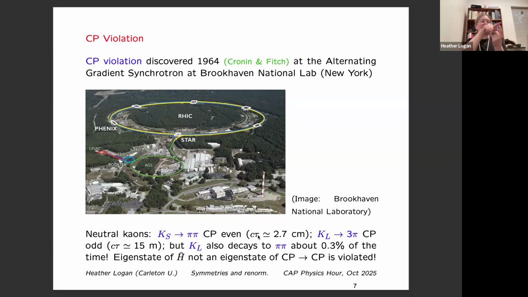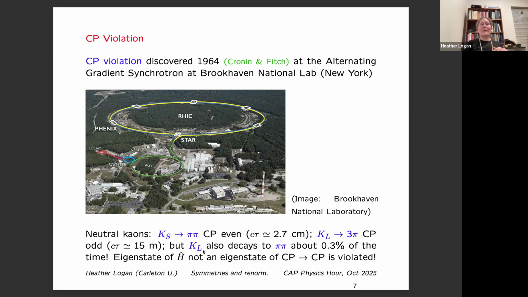So you can get a sense of how far they're going to travel if you take into account how fast they're moving and time dilation. That tells you that the decay length, the distance they'll travel before decaying, is about 3 centimeters. So very close to the target they'll have decayed. K long, which decays into 3 pions and is CP odd, has a C tau of like 15 meters. So basically it's gone way down onto the other side of the lab. By the time you're over there, basically all of your K shorts have decayed away and you just have a pure sample of K long.